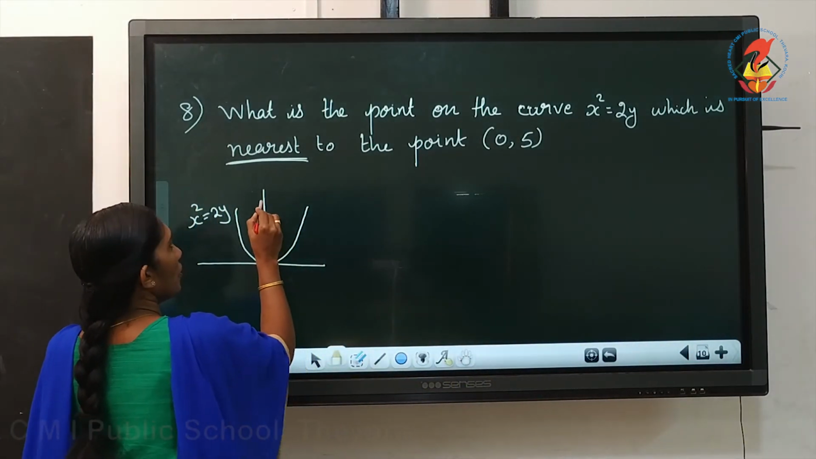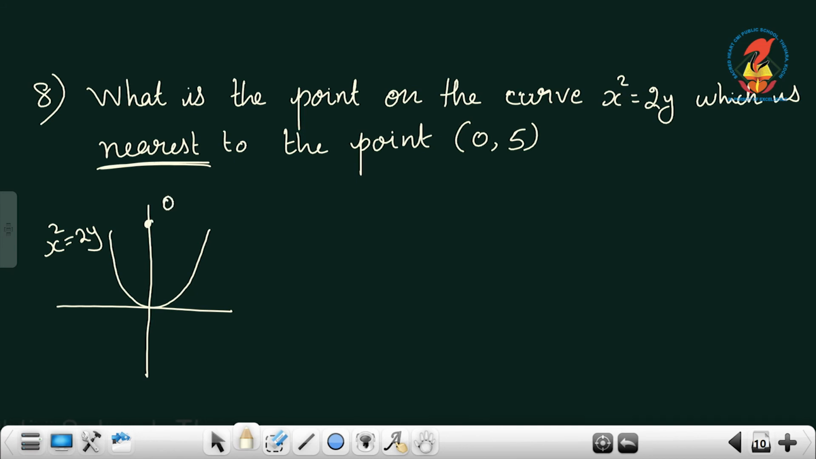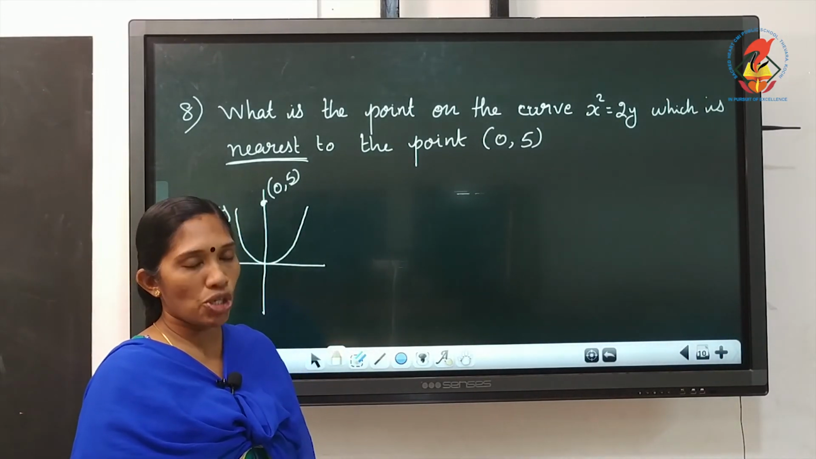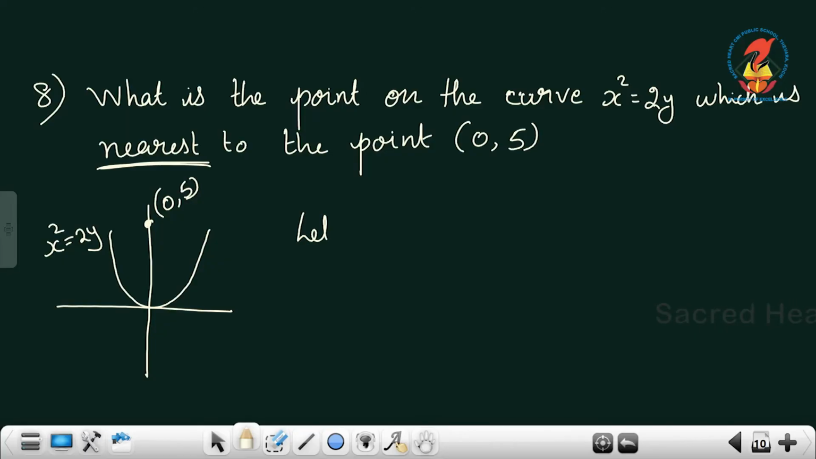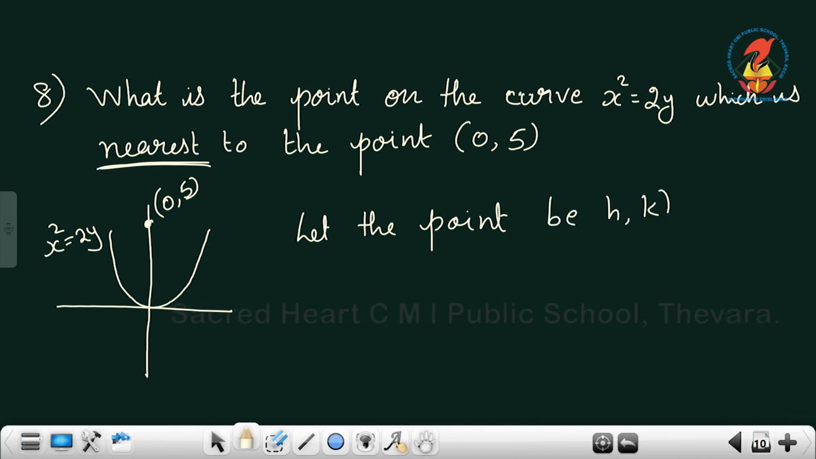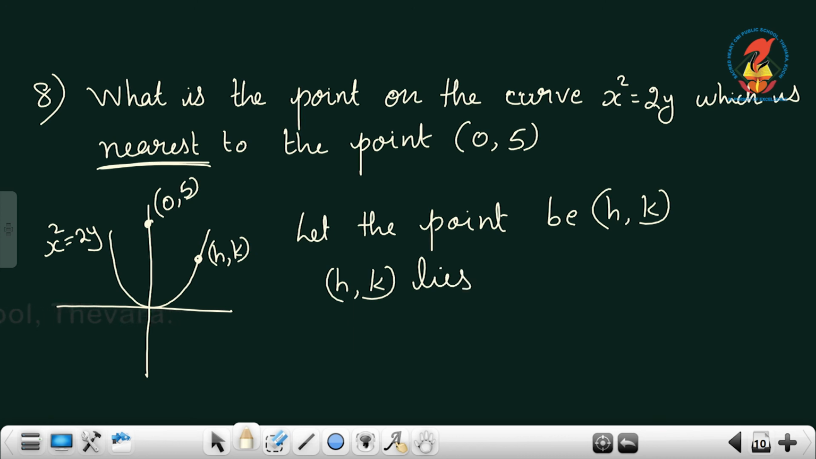So 0, 5 is a point on the y-axis, isn't it? We have to find the point on the curve so that the distance between them is shortest. Since the equation is in terms of x and y, let the point B be h comma k. Then h comma k lies on the curve.